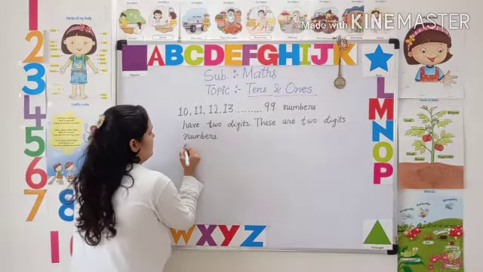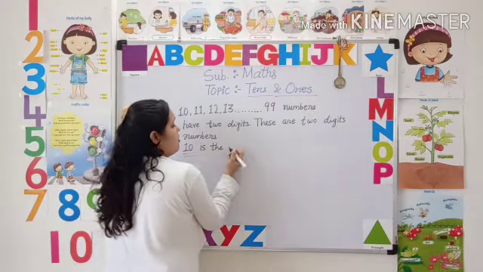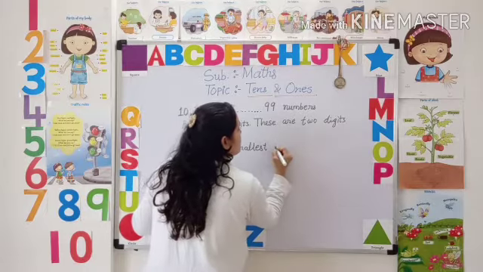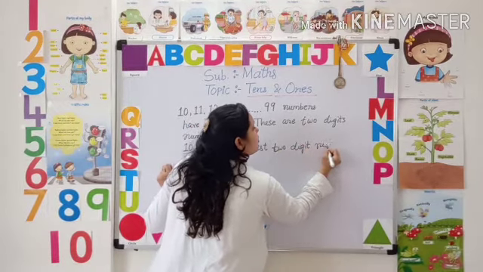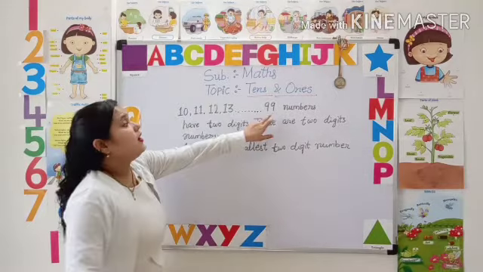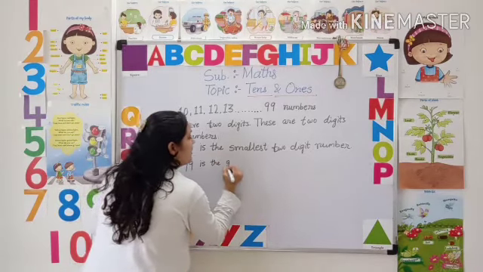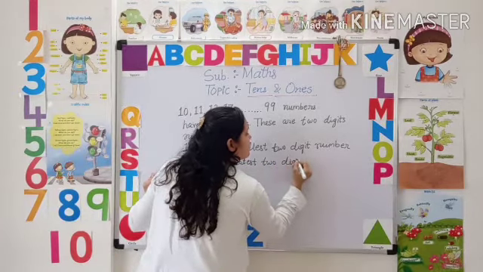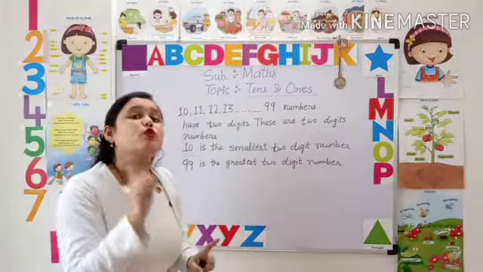Right. And number 10 is the first and smallest two digit number. And number 99 is the greatest two digit number. Look here everyone. Number 10 is the smallest 2 digit number.